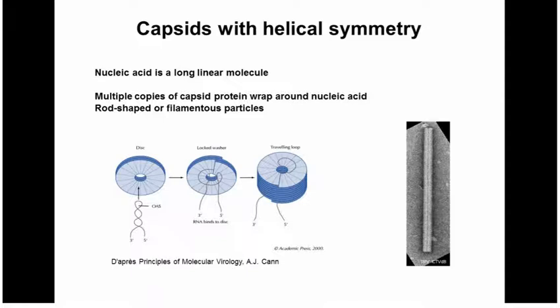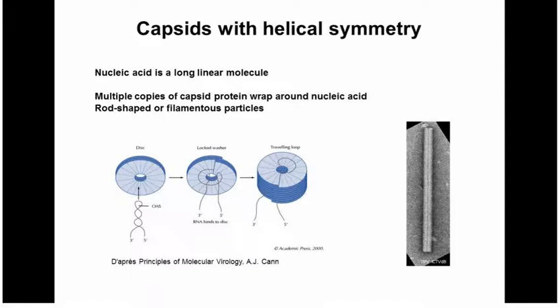And the concept behind helical capsid architecture is, we've got a long linear polymer. This is the nucleic acid, DNA or RNA. It's a linear polymer. So what can be done to protect this nucleic acid is just to cover it in a helix of protein.